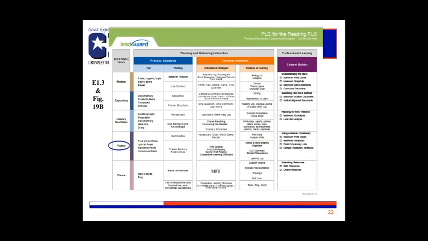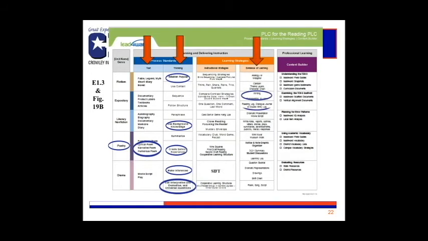Let's begin planning. As a review, we will use the PLC for reading. For 1.3 and figure 19b, our genre is poetry. The text we will use is a lyrical, seemingly humorous poem, but a narrative is later added. The levels of thinking are to establish a purpose, using background knowledge, creating sensory experiences, making inferences, and asking various levels of questions. Our evidence of learning is a graphic organizer and writing, and the strategies are close reading and the SIFT strategy.